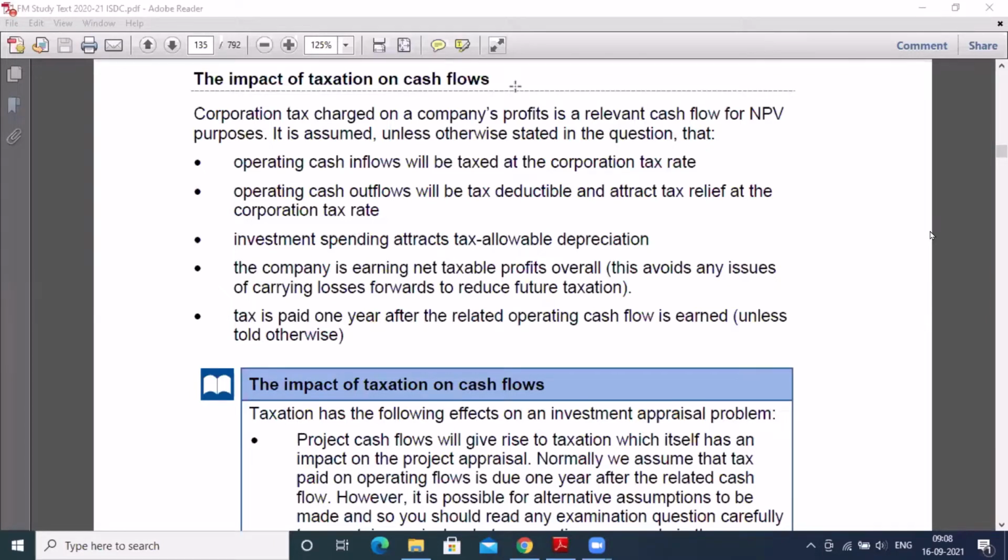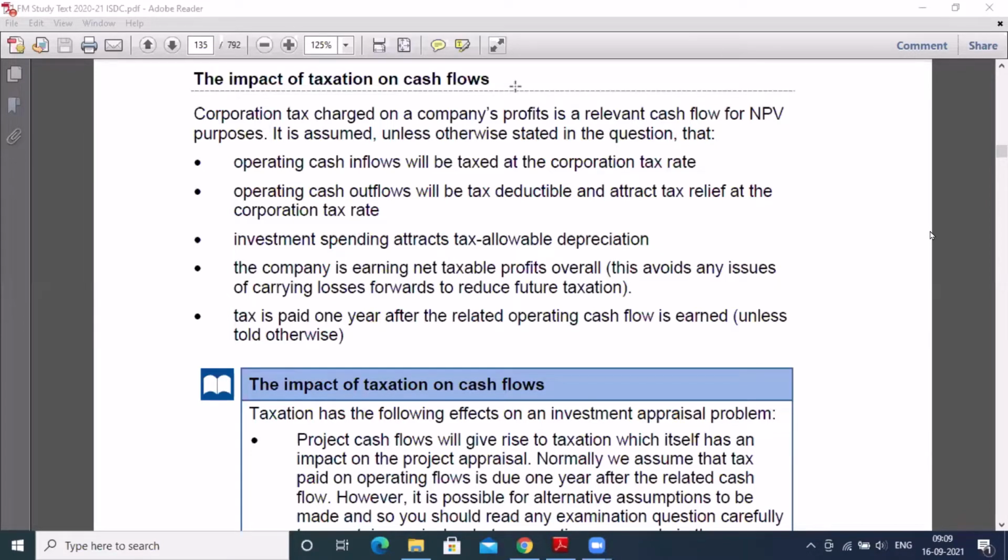Then operating cash outflows will be tax deductible and attract tax relief at the corporate tax rate. This is a very, very important point. Operating cash outflows means whatever the company spendings are. Suppose a company purchases, let us assume, any material, or pays any expense. So these operating cash outflows will be tax deductible. Tax deductible in the sense we will be deducting these expenses in order to calculate the taxable profit.